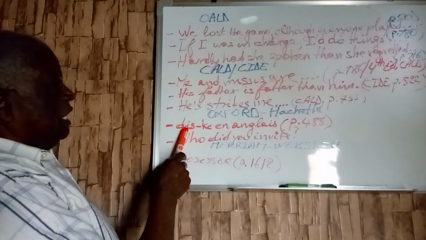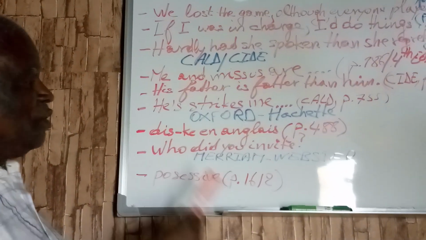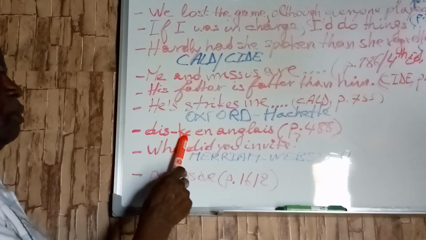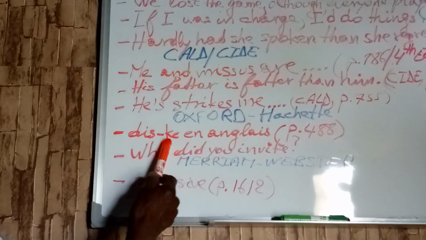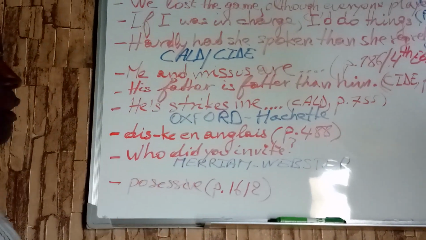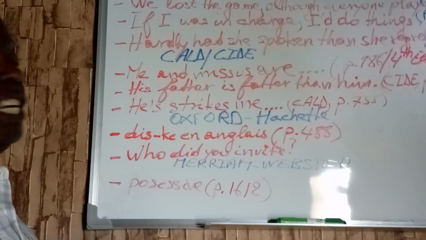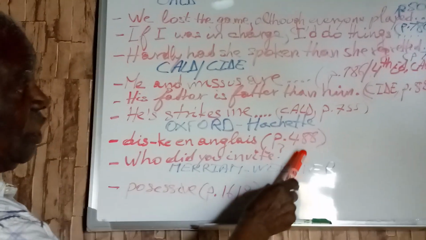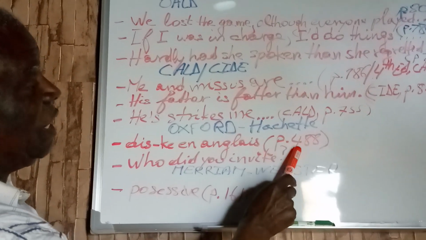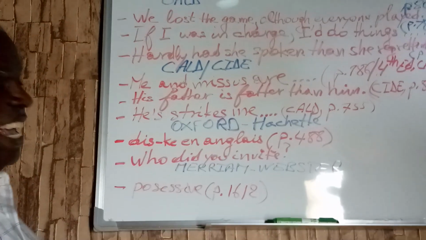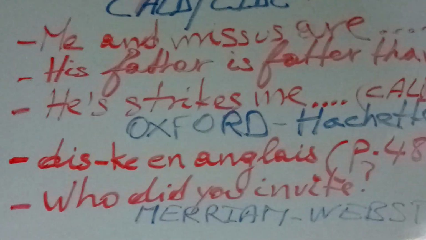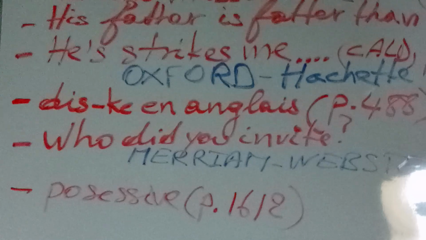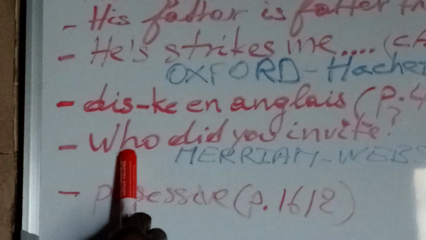They have written this, "dit que en anglais." It's wrong. It was supposed to read "dit le." Que was supposed to be replaced by le. "Dit le en anglais." Say it in English. For tracing it, you go to page 488 of this dictionary, first edition, I suppose. It's there, printed in black and white. It's a mistake.